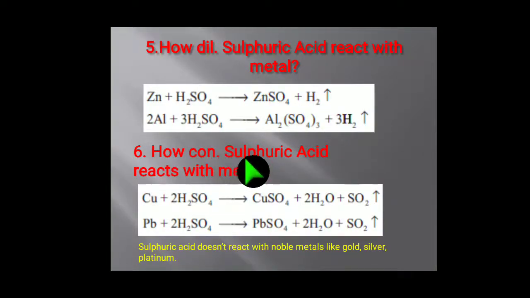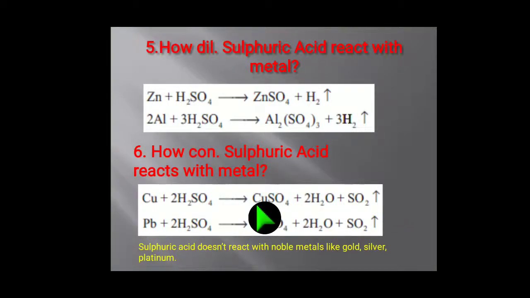Okay, question number 6. How does concentrated sulfuric acid react with a metal? The copper reacts with the sulfuric acid, copper sulfate and water form, and sulfur dioxide gas will be released.